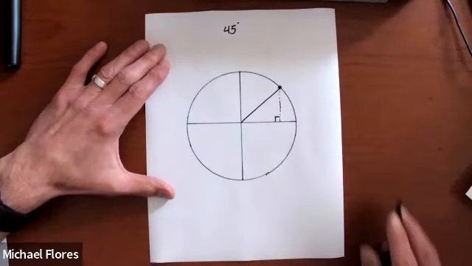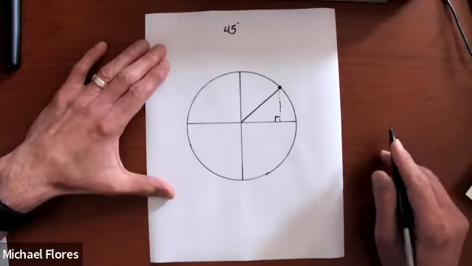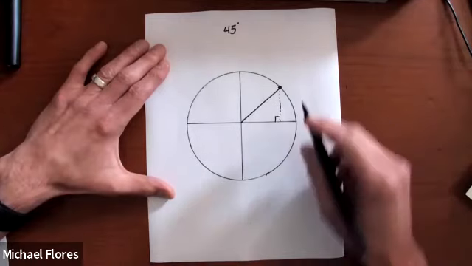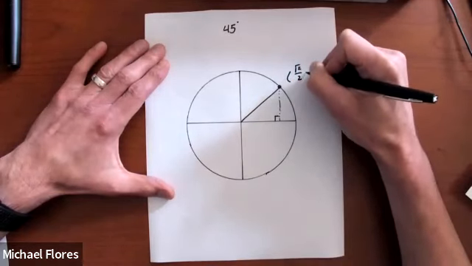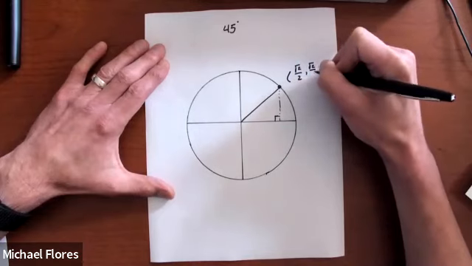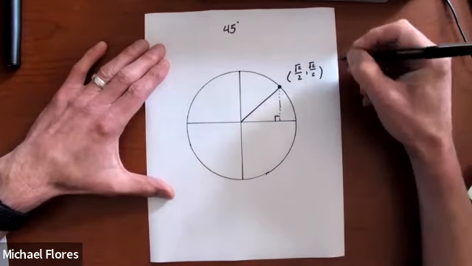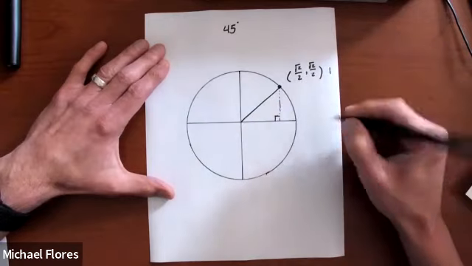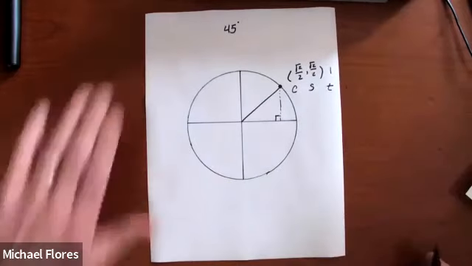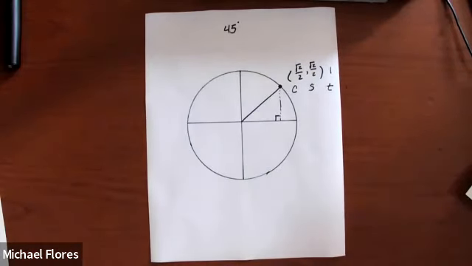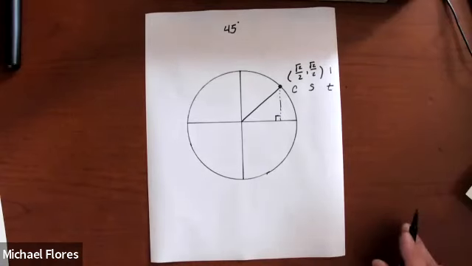which would produce a 45, 45, 90 triangle. And the coordinate of this one is going to be √2/2 for cosine, √2/2 for sine, and it's going to give you a tangent value of 1. Cosine, sine, tangent. So for your 45-degree reference angles, your cosine and sine values are the same numbers. They just might be positive or negative, depending on which quadrant they fall in.